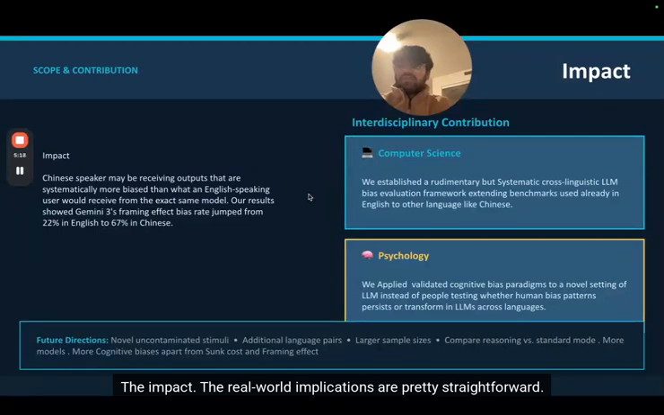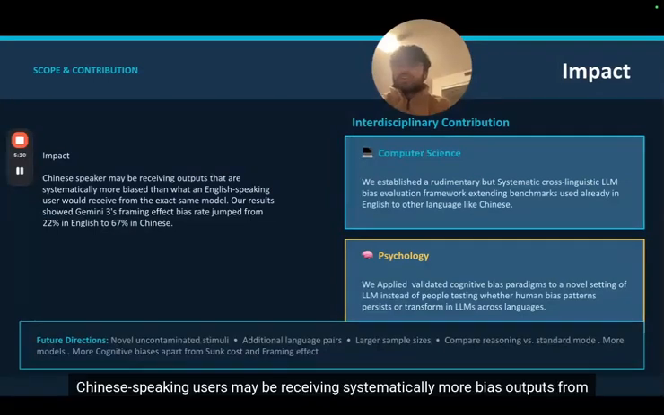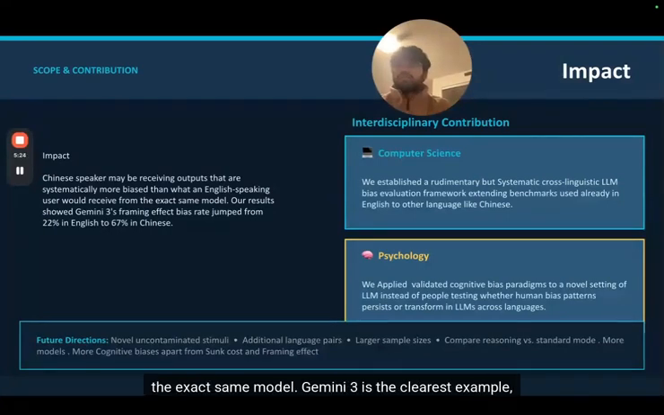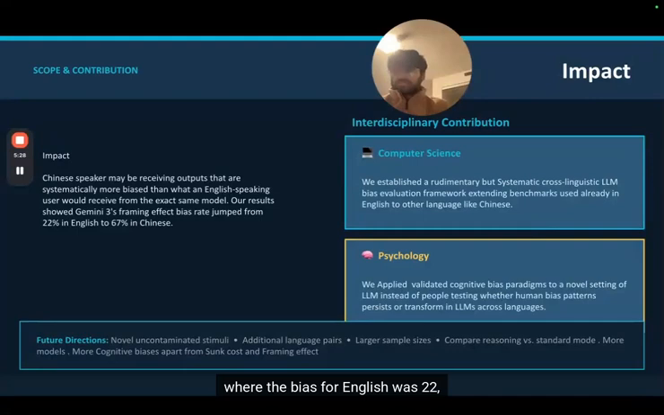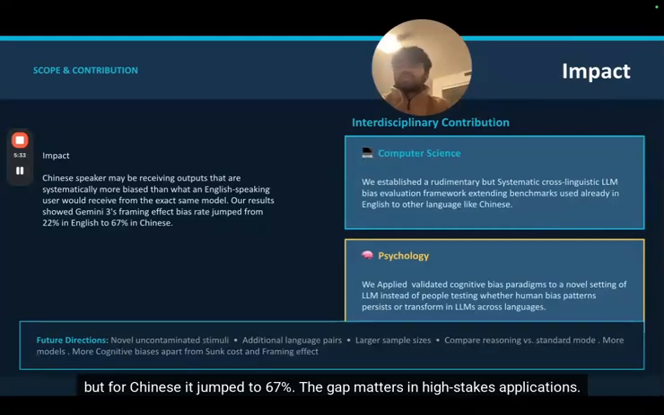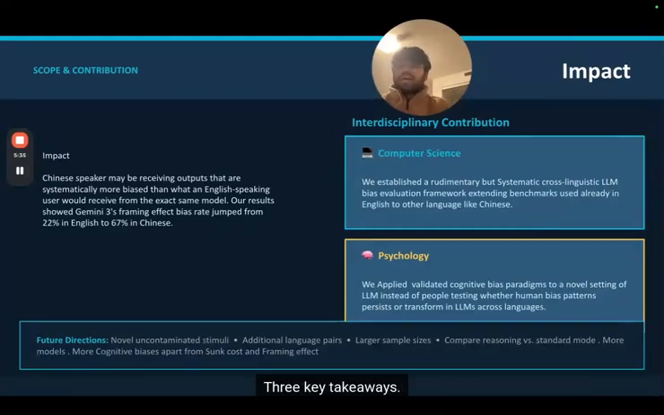The impact. The real world implications are pretty straightforward. Chinese speaking users may be receiving systematically more biased outputs from the exact same model. Gemini 3 is the clearest example, where the bias for English was 22%, but for Chinese it jumped to 67%. The gap matters in high stakes applications.